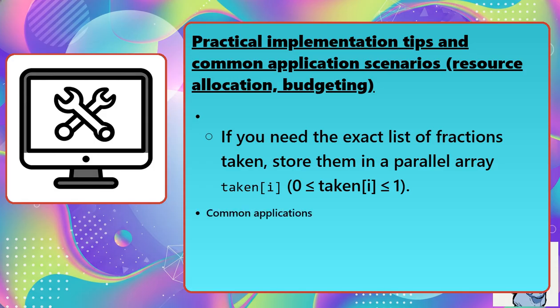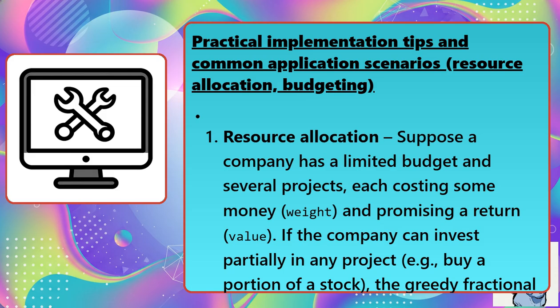Common applications. Resource allocation. Suppose a company has a limited budget to invest in several projects, each costing some money called weight and promising a return called value. If the company can invest partially in any project, for example buy a portion of a stock, the greedy fractional knapsack tells it exactly how much to put in each project to maximize profit.